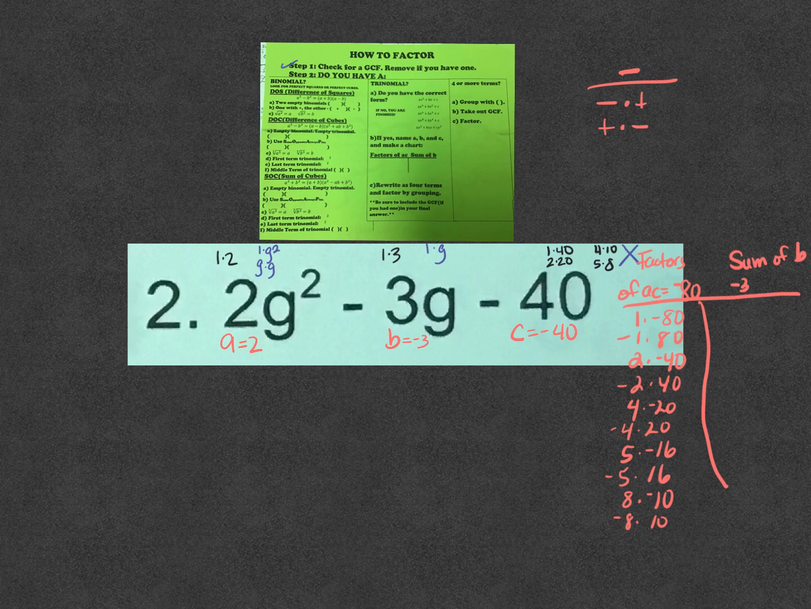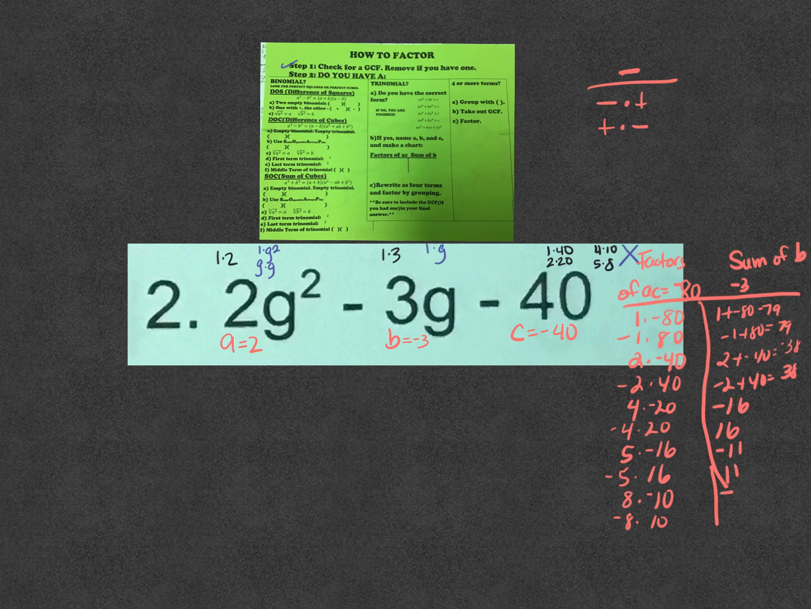Now I will add the factors. 1 plus negative 80, negative 79. Negative 1 plus 80 is 79. 2 plus negative 40, negative 38. Negative 2 plus 40 is 38. You don't have to write all that out. 4 plus negative 20, that's negative 16. Negative 4 plus 20 is positive 16. 5 plus negative 16 is negative 11. Negative 5 plus 16 is positive 11.